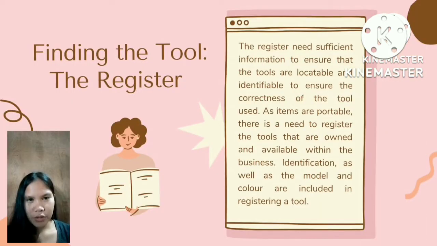Finding the tool register. Because these items are portable, there needs to be a register of the tools that are owned and available within the business. The register needs sufficient information to ensure the tools are locatable and identifiable, thereby ensuring the correct tool is identified.